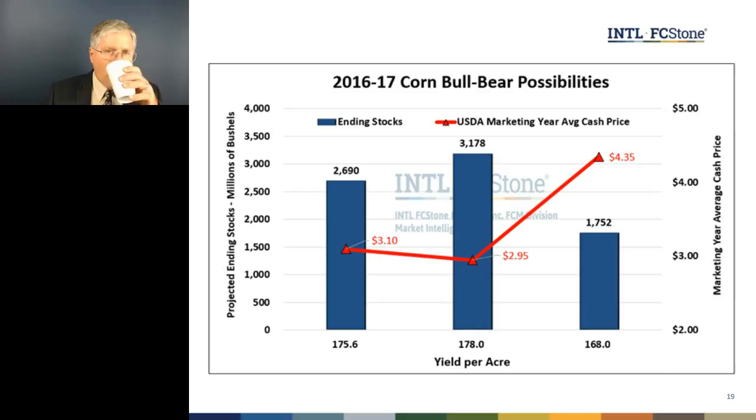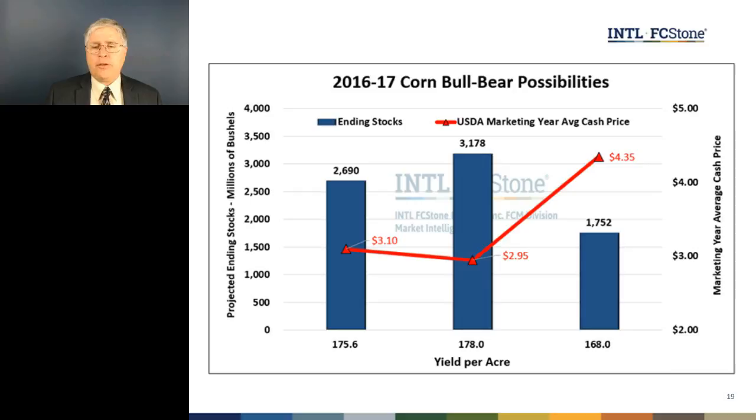Looking at a bearish scenario, and again, what I anticipate is most likely to happen is on the left. Then I put some parameters on what is the more likely worst case scenario and best case scenario. So we start by looking at the worst case scenario, if the yield does get bigger again, which as I look back at history has happened and can happen, and we get a yield of 178. Again, I don't expect this to happen, but I'm saying, what if. From a producer standpoint, you should focus on what's the worst case scenario. It's a sensitivity analysis. See if you can handle the risk of that happening. A 178 yield produces ending stocks of almost 3.2 billion bushels, with a marketing year average cash price of $2.95 a bushel.